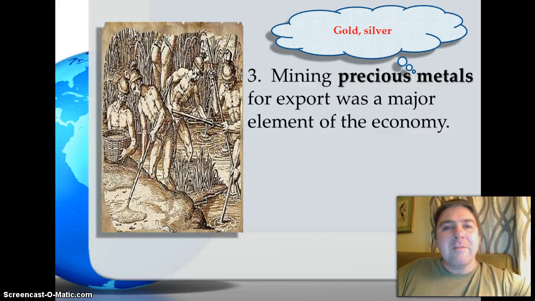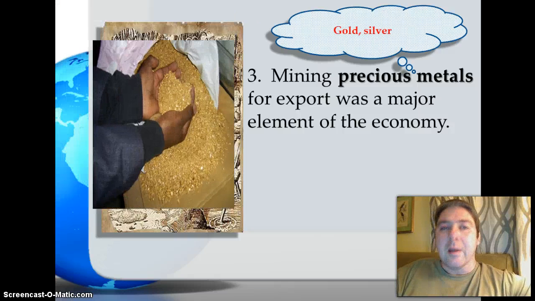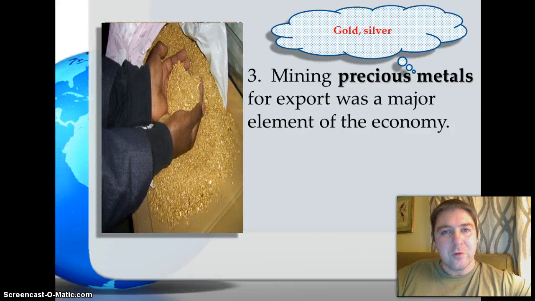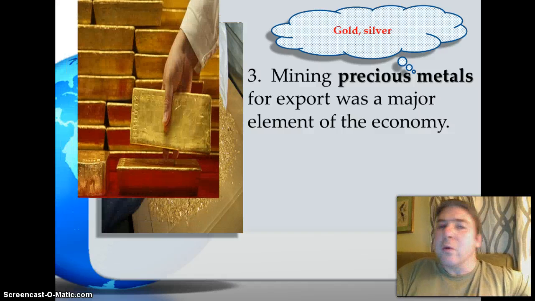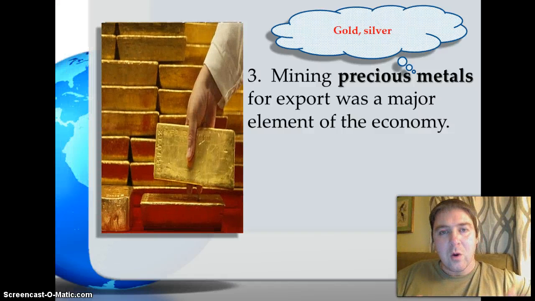The mining of these metals for export, for sending away from Latin America back to Europe, was a major element of the economy in this region, especially in the Andes region in western South America. In other words, the mining for gold and these other precious metals, when they were found, they were turned into bar form. Okay, they were turned into these rectangular blocks for easy shipping.